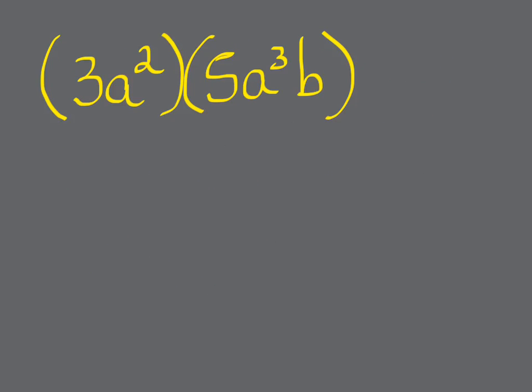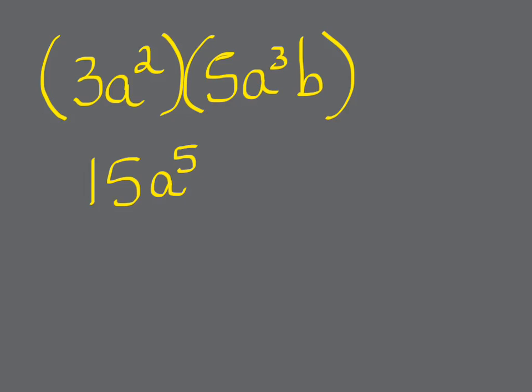The next thing we're going to do is multiply two monomials together. I'm going to multiply 3a squared times 5a cubed b. Now, rules of exponents say when you multiply two like variables, you add their exponents. So the first thing we have to do is multiply the coefficients. 3 times 5 gives us 15, and then we multiply the a squared times the a cubed, which gives us a to the 5th.